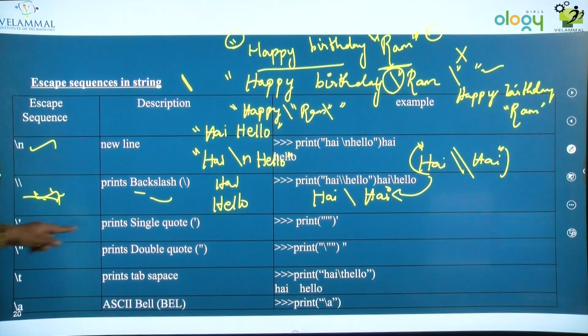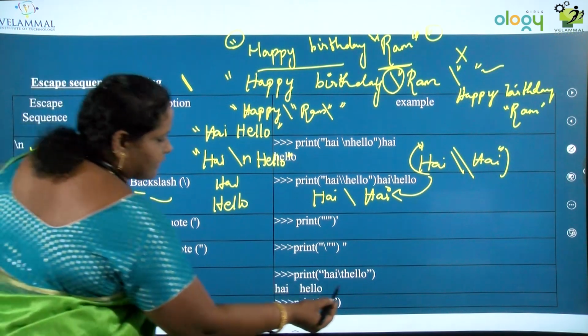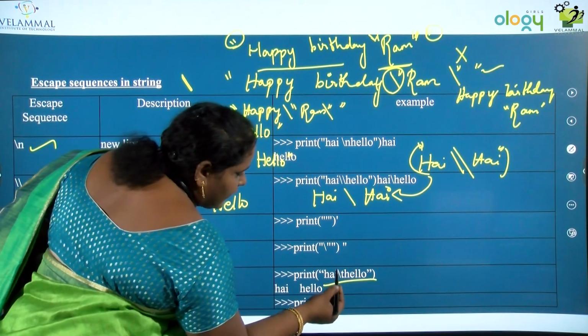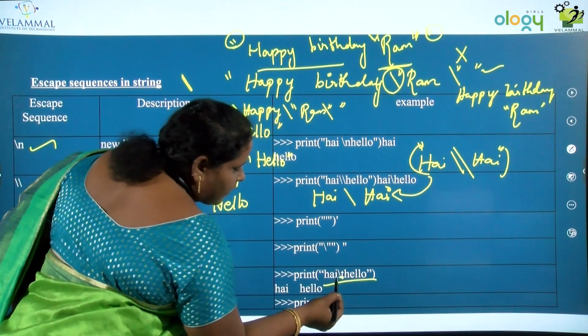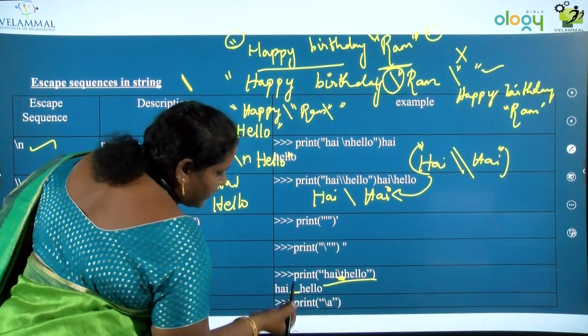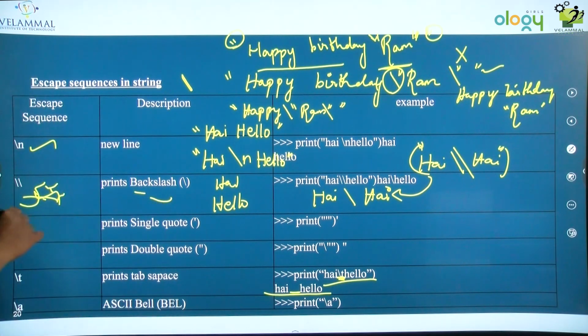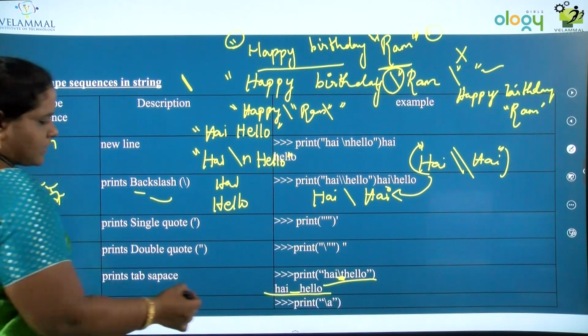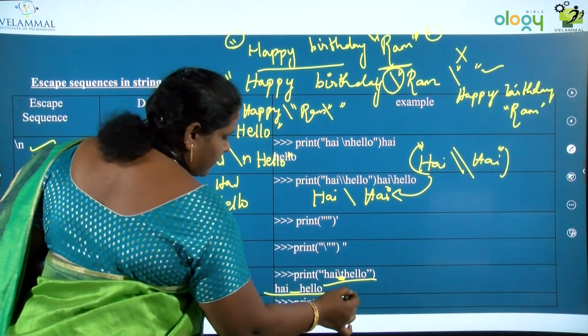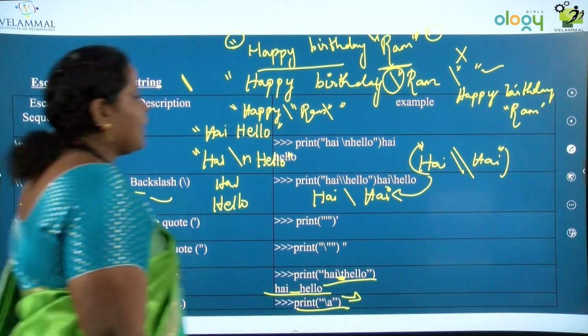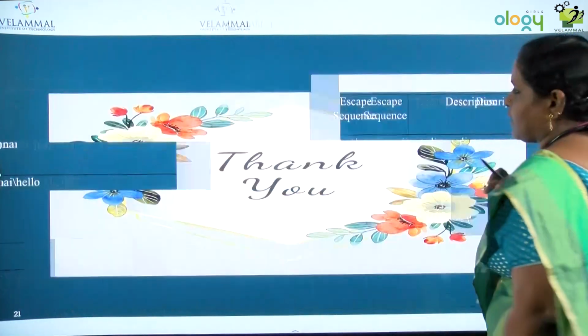Yeah, so same thing for single quotes, double quotes, and tab space. Tab means you can give it like this: see over here, you can give hi, backslash t, and hello. So what is happening? You got a space over here. Your tab space has been created over here, and you got the output. Okay, so the last is going to be the ASCII bell. Same thing you will be getting for it. Okay, so this is how we are going to use escape sequences.